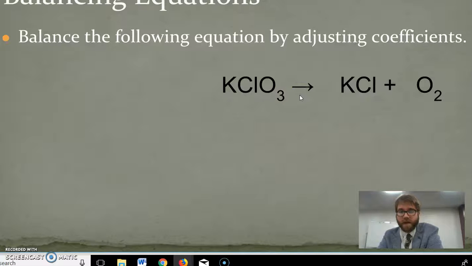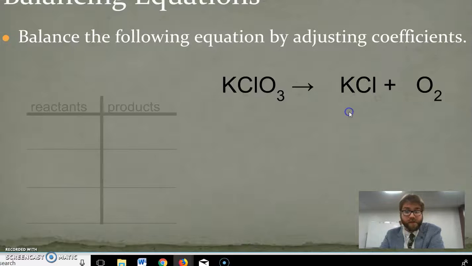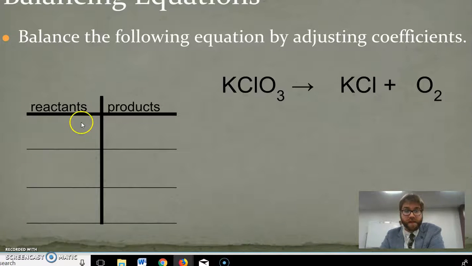KClO3 decomposes into KCl plus O2. So we always start the same. First, reactants and products, and now we need to write down how many we have of each. So we have 1 potassium, we have 1 chlorine, and look at this subscript here. That tells us we have specifically 3 oxygens. Now let's look at the product side. We have 1 potassium, 1 chlorine, and this subscript tells us we have 2 oxygens.